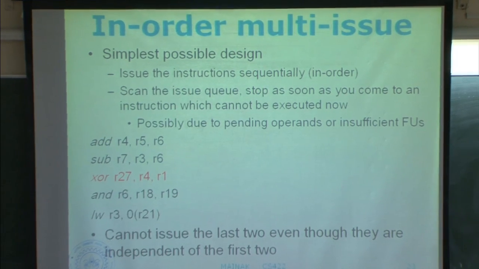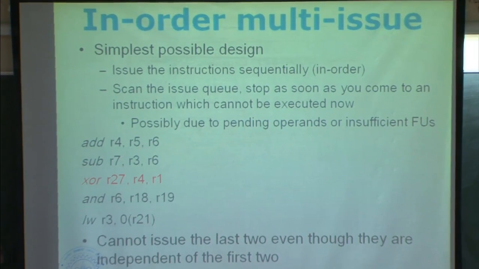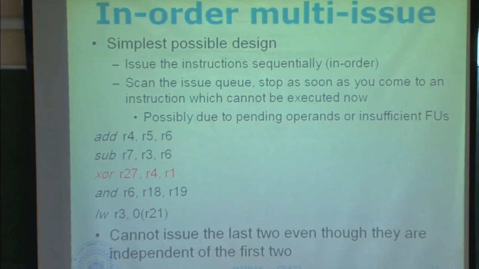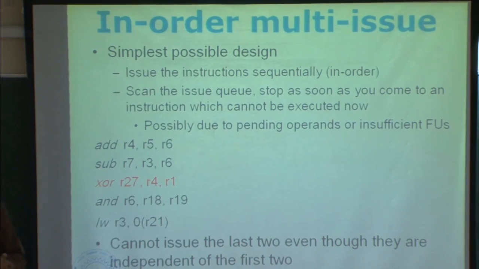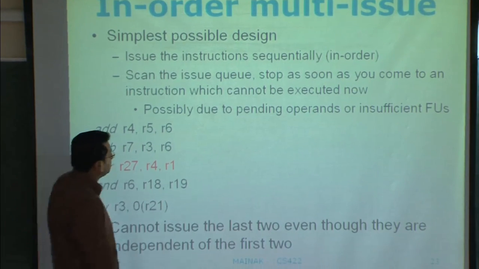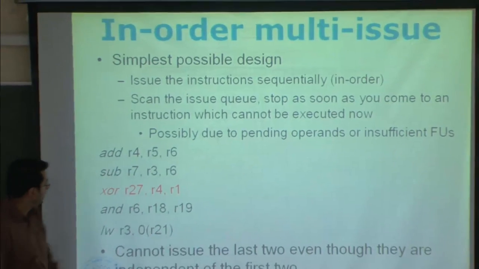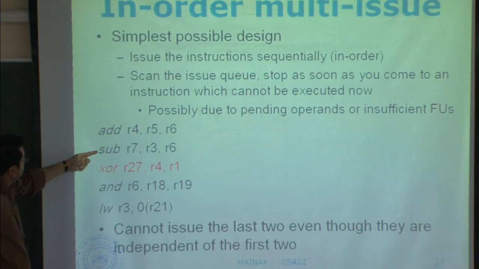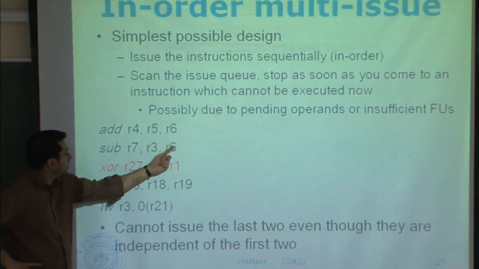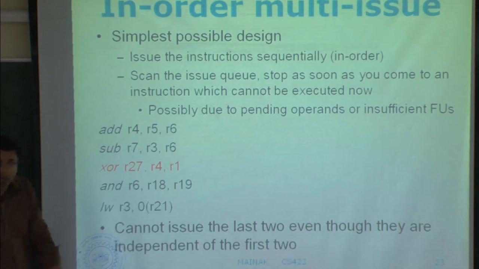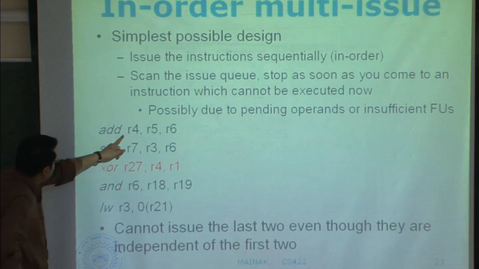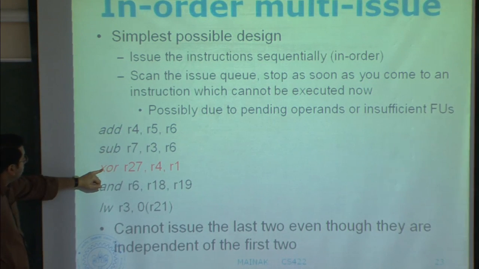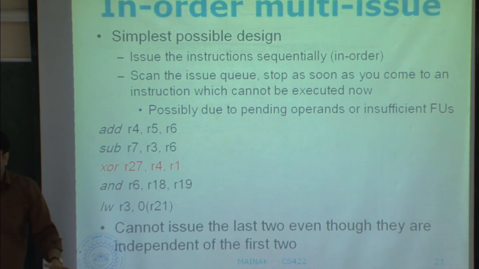In this case, you issue the instructions sequentially, in order. You scan the issue queue and stop as soon as you come to an instruction which cannot be executed now, possibly due to pending operands or insufficient functional units. Here's an example. These two are independent instructions, and let's assume their operands R5, R6, and R3 are ready already. This one depends on the add, so it's clear that this one cannot execute together with this one.